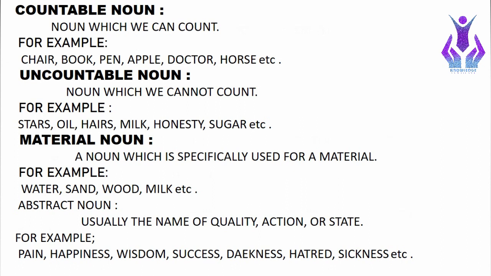For example, stars, we cannot count stars. Oil, we cannot count it. Hairs, we cannot count our hairs. Milk, we cannot count it. Honesty is something abstract, we cannot count it. Sugar, etc. So these are uncountable nouns.